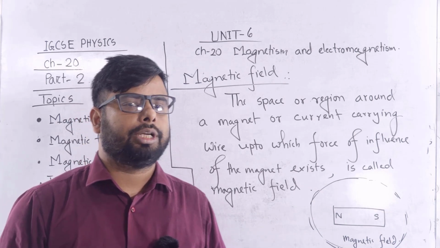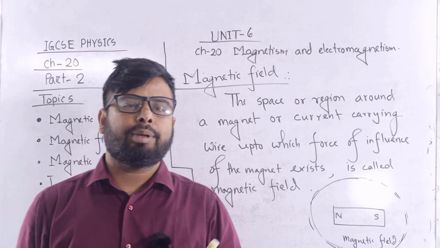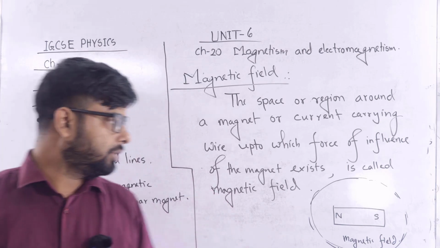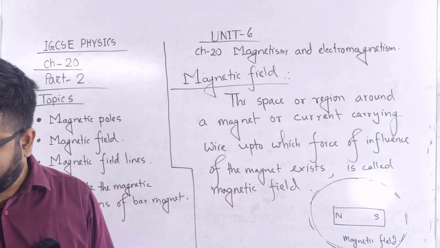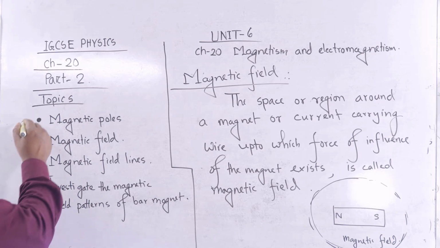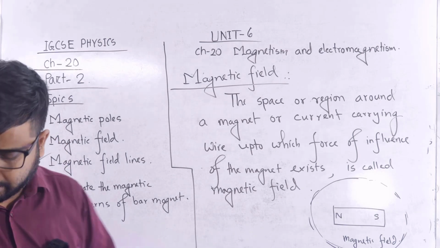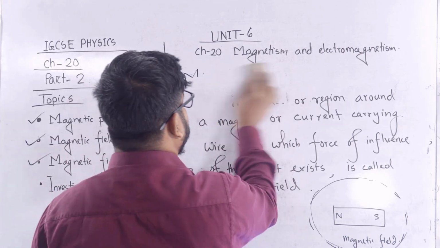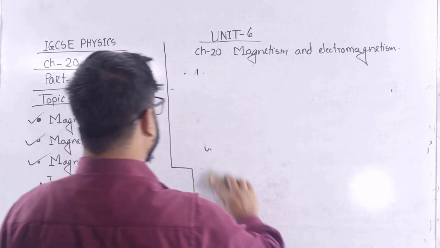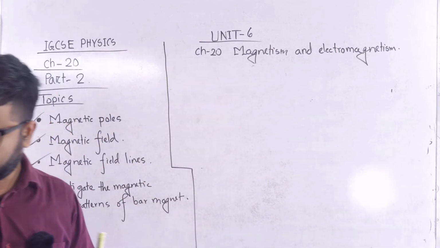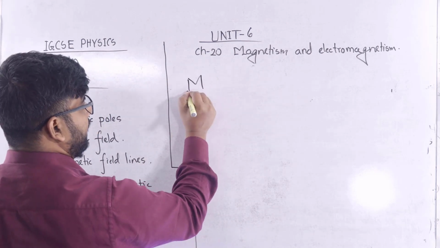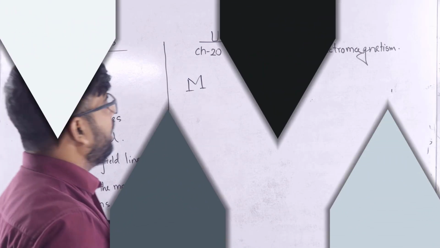All magnets are surrounded by magnetic fields. The shape of the magnetic field can be shown by iron filings or a plotting compass. Now, magnetic field lines. What are magnetic field lines? They are imaginary lines which represent the direction of the magnetic field pattern around a magnet.